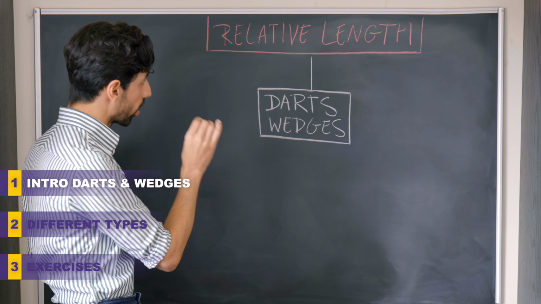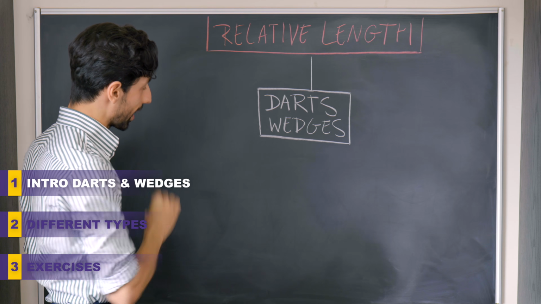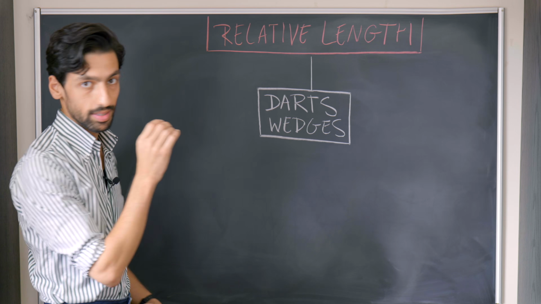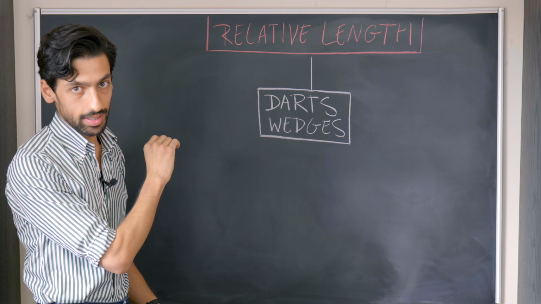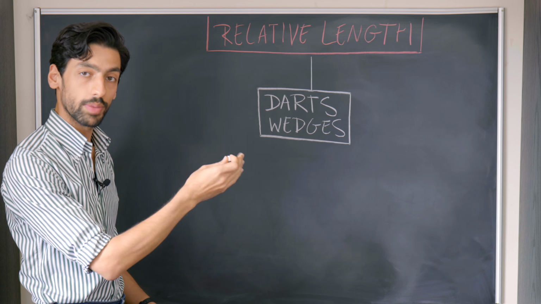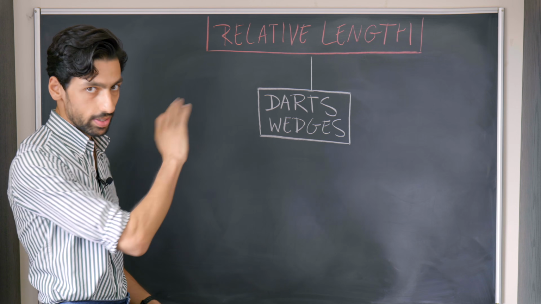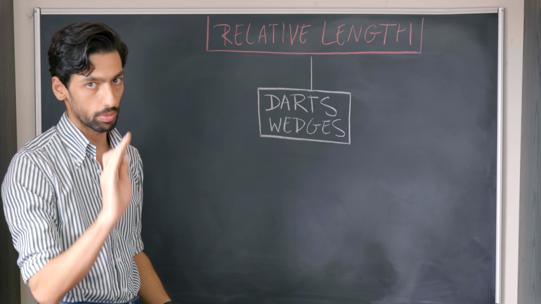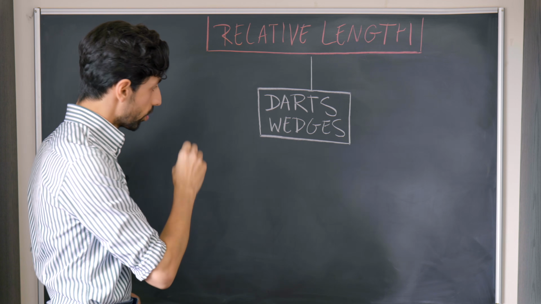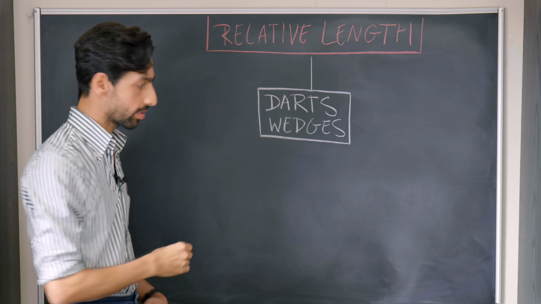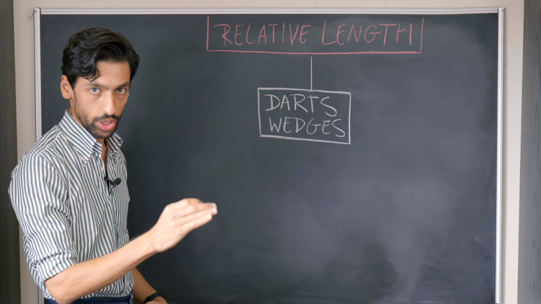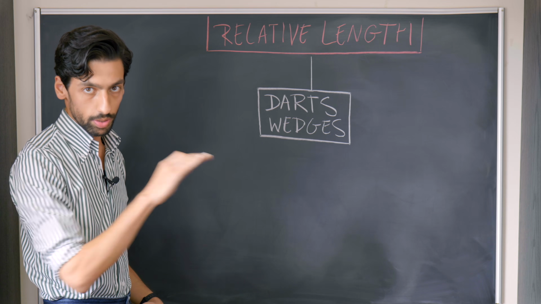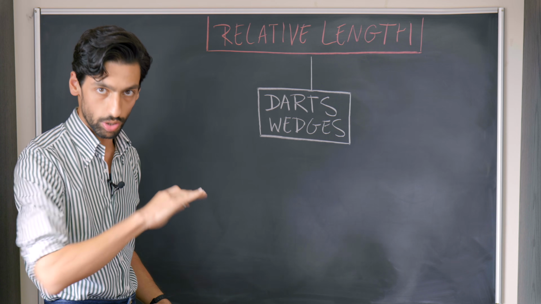Darts and wedges are one of the 5 subsets of relative length. We covered relative length along with the other subsets in lesson number 11, and in that lesson I also introduced you to the concept of surfaces. If you haven't seen that lesson, please go back and review it because you're not going to understand a thing of what I'm about to say. So, just as a reminder, in that lesson I talked to you about the objects and their planes. Every object is made of multiple planes. When multiple planes come together, they create a surface.